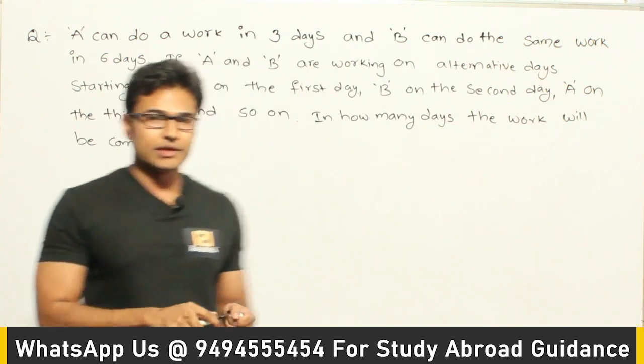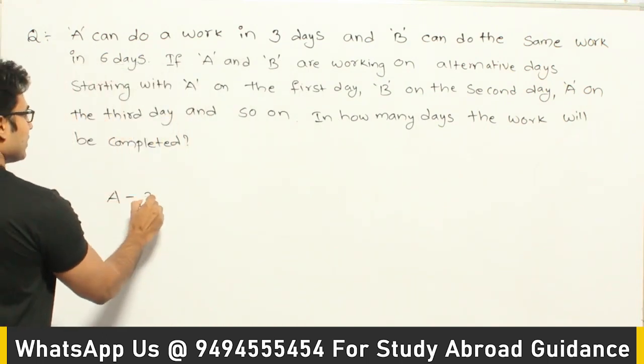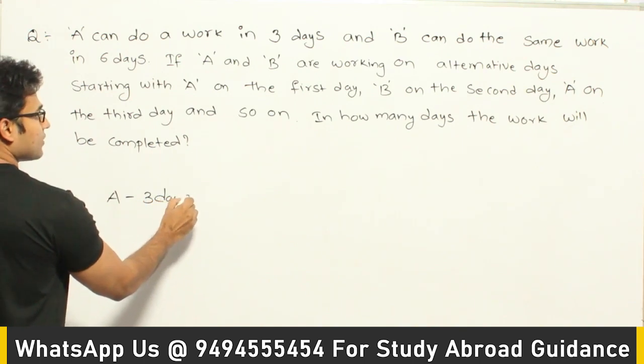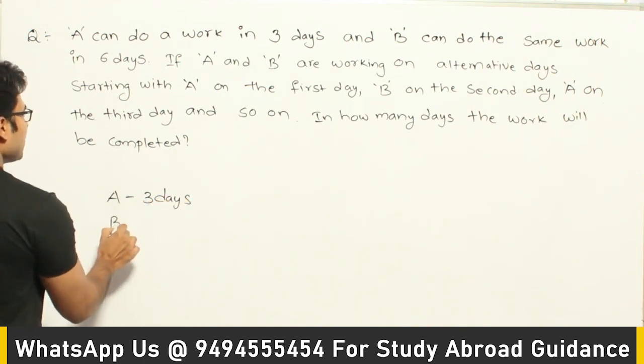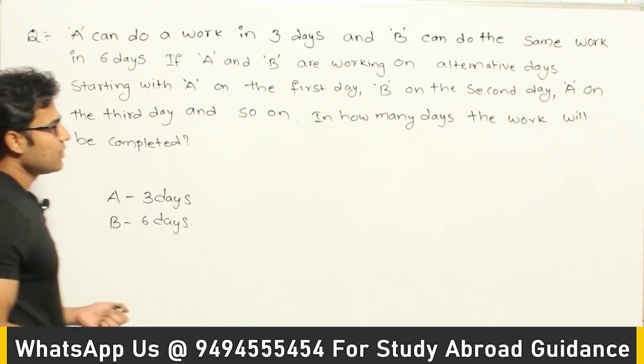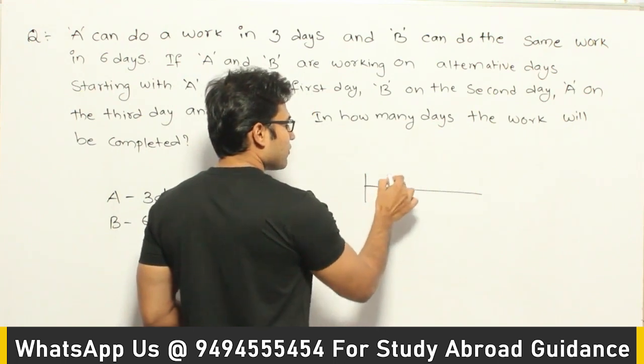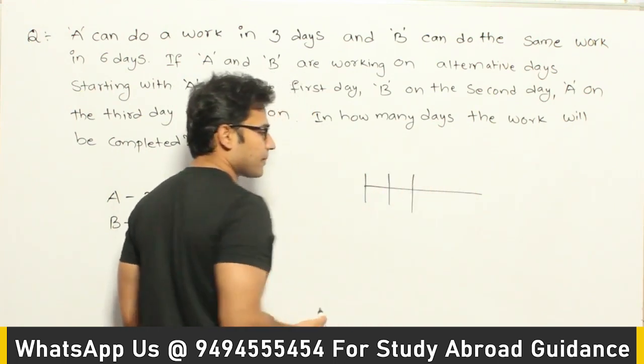So what they are trying to say here is, first, their capacities are given. They are saying that A can do a work in 3 days and B can do the same work in 6 days. This is what is given, and the way they are working is quite different from all the previous questions.